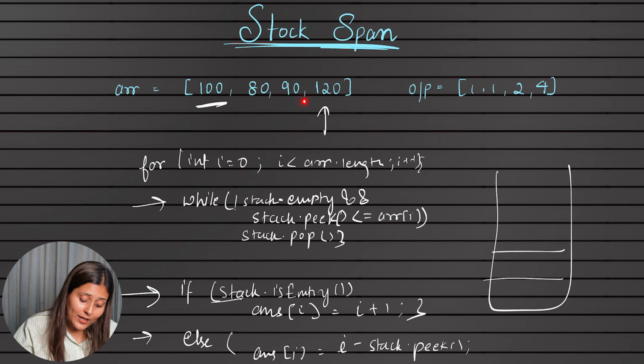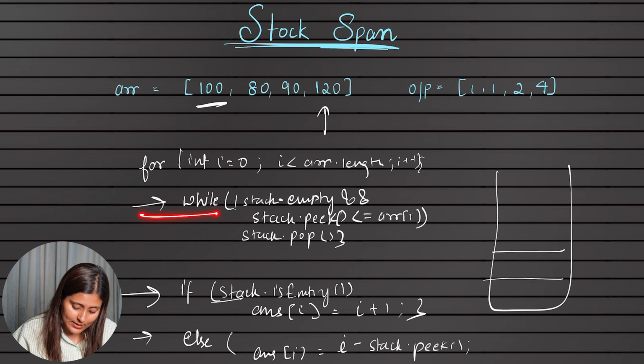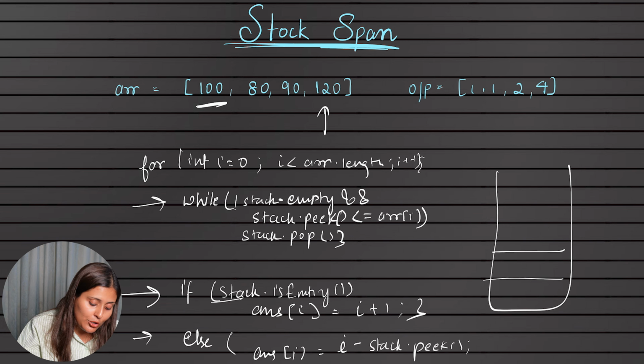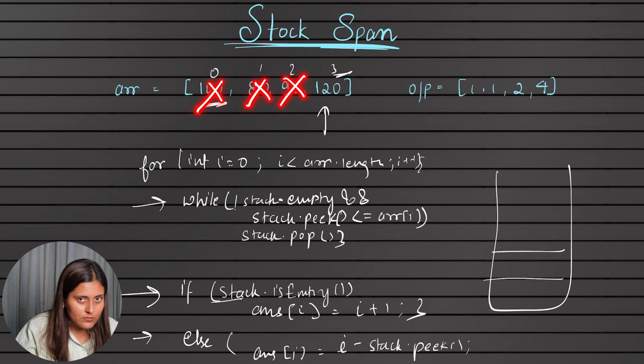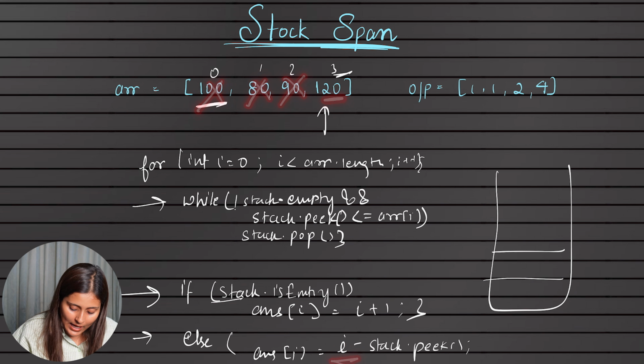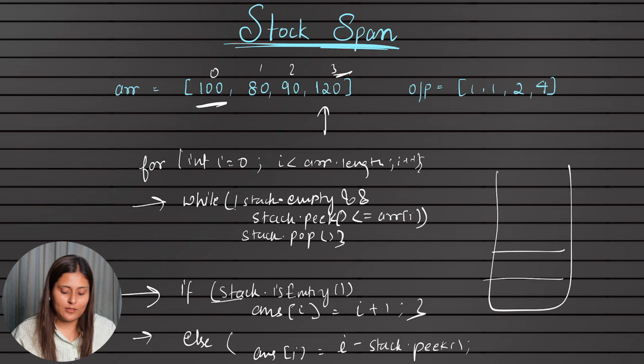Now in case of 120, obviously the stack is empty, so for this the first if case will run, that is stack is empty. Now for this, if you want to calculate how many such elements, don't you think the index is 0 1 2 3 and 4, so definitely all such elements which are less than or equal is 4, so hence we will add i plus 1 in this case as well. So hence it satisfies the condition, right?